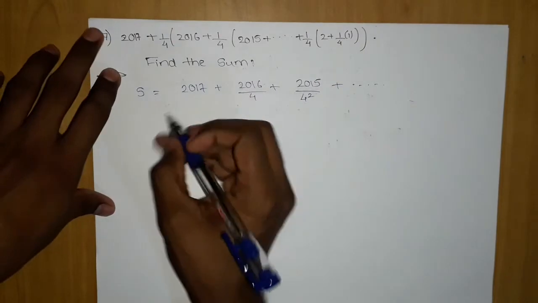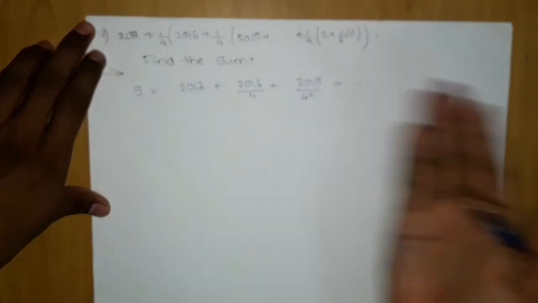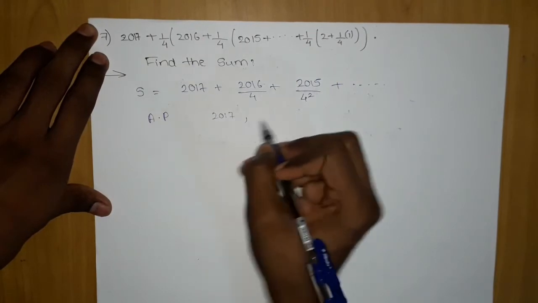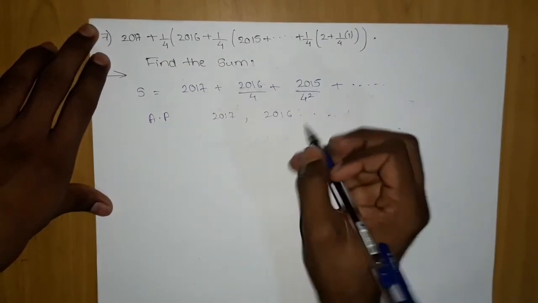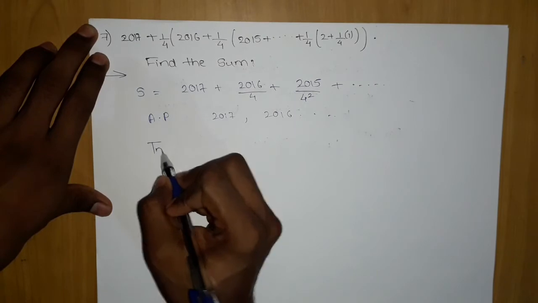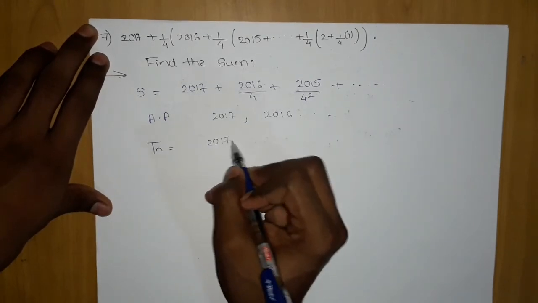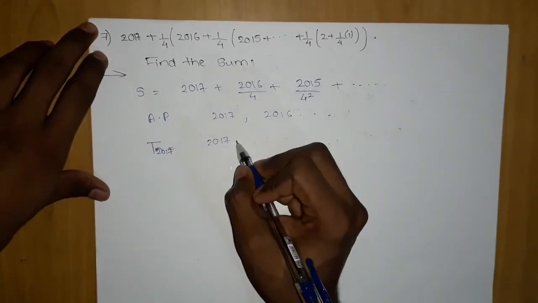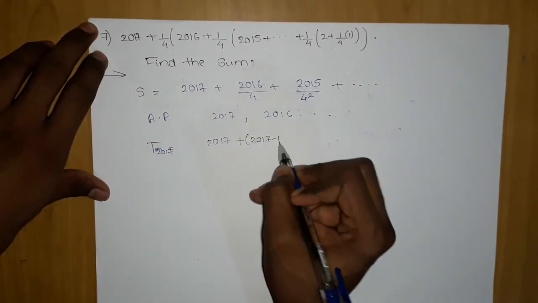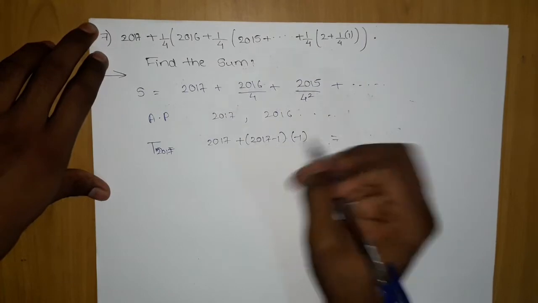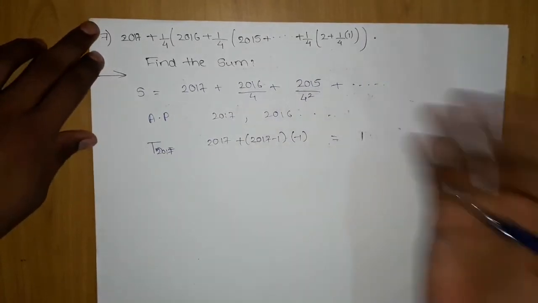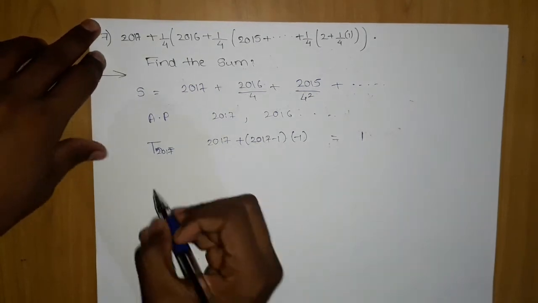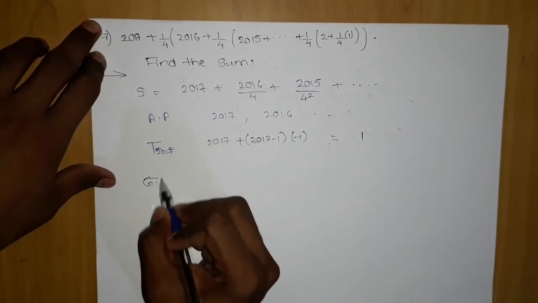There is no number of terms mentioned, so we want to analyze the AP. The AP is 2017, 2016 and so on. Can you get the Tn term? Very easy: 217 plus 217 minus 1 into D, where D is minus 1, and you come to know that it is 1. Although you don't need to find Tn because they have given it, the main thing is finding the 4 power.